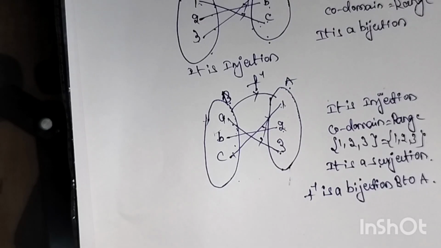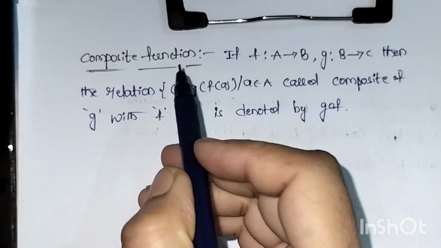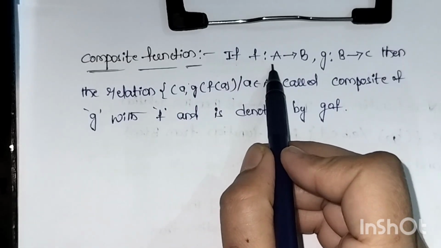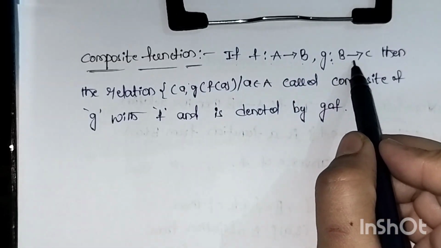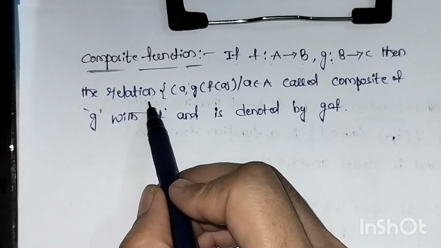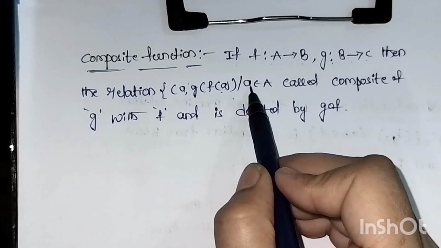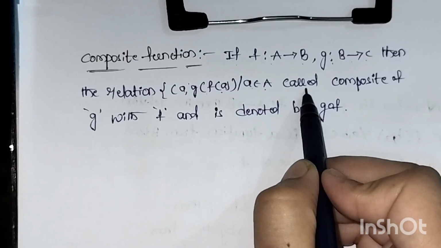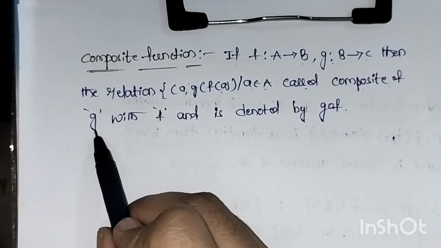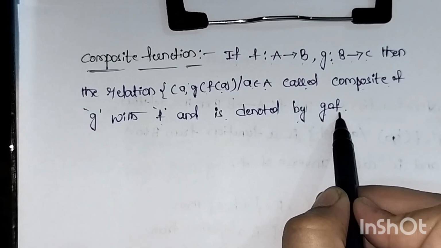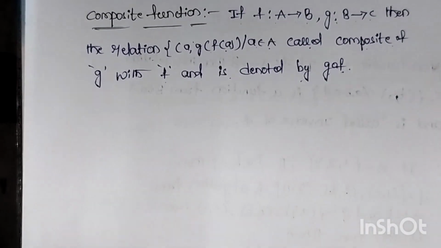See the next definition. Composite function. If f maps A to B and g maps B to C, then the relation {(a, g(f(a))) : a belongs to A} is called the composite of g with f and is denoted by g circle f. Let me explain an example.